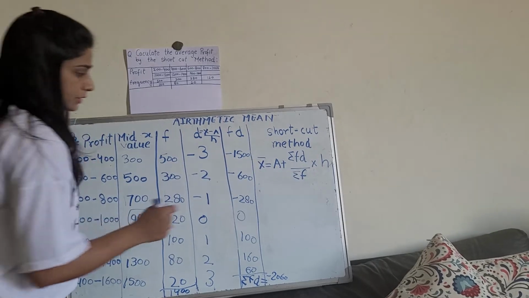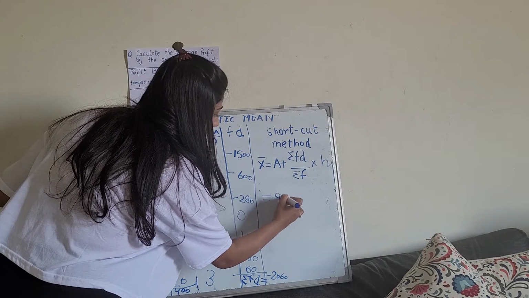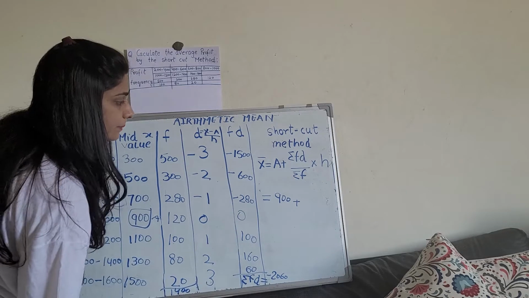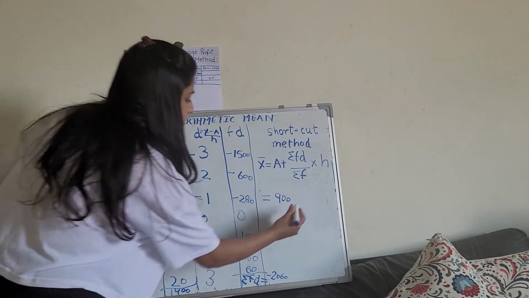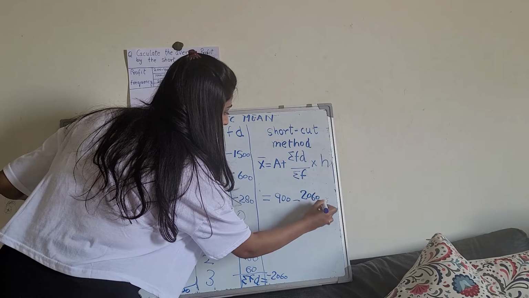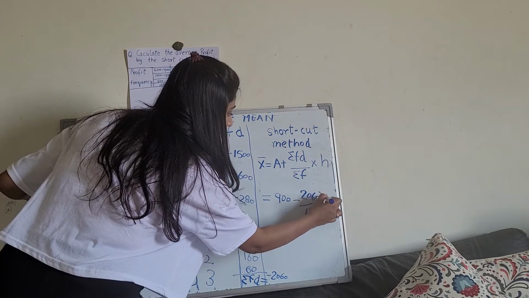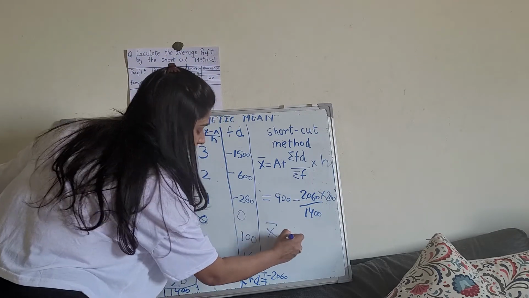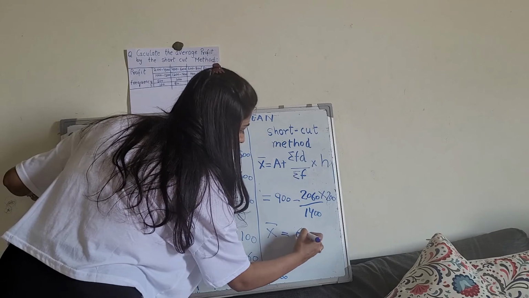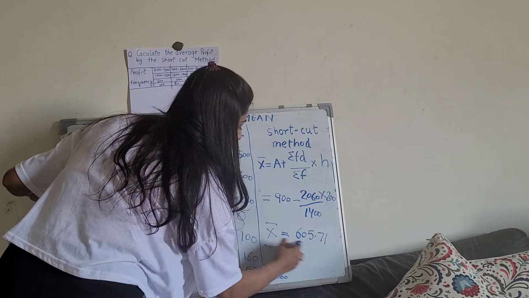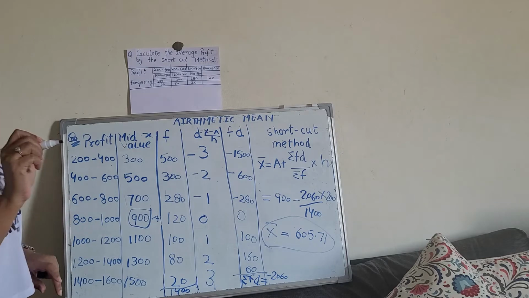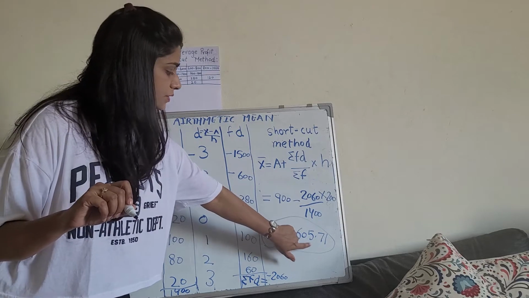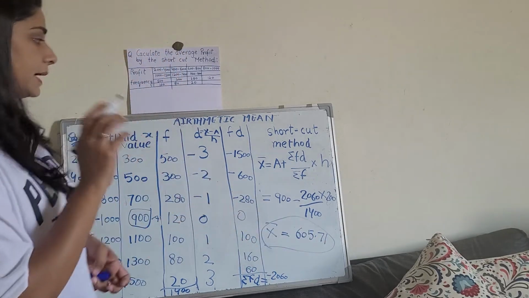Now we will put these values in the formula. A is 900, plus sigma FD, which is minus 2060, divided by summation F, which we got as 1400, into h, which is 200. After calculating the X bar value, the arithmetic mean, we get 605.71. So we got the answer. The average profit is 605.71. I am repeating again.